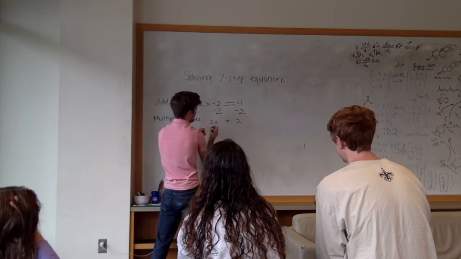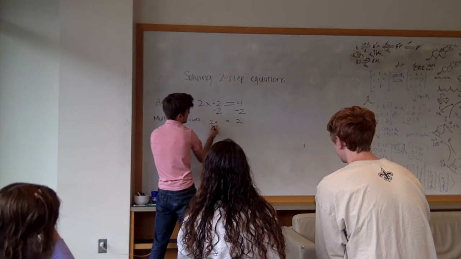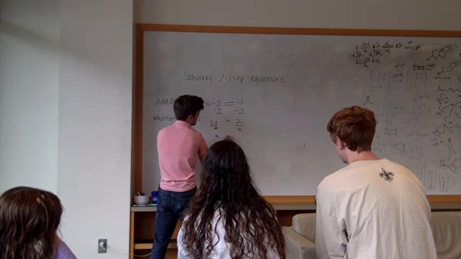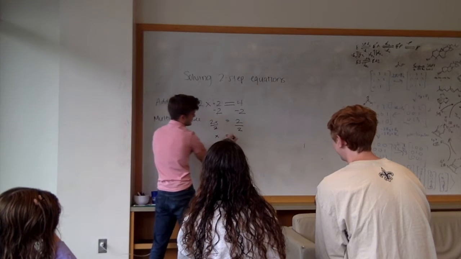The way that works is if I have 2 times x, to get rid of the 2, I'm going to divide. I'm going to do the opposite of what it's doing already. So then I have x equals what? 1. So 2 over 2 is 1.